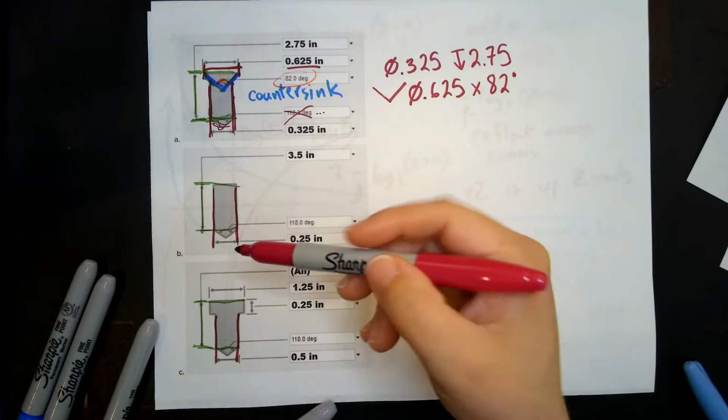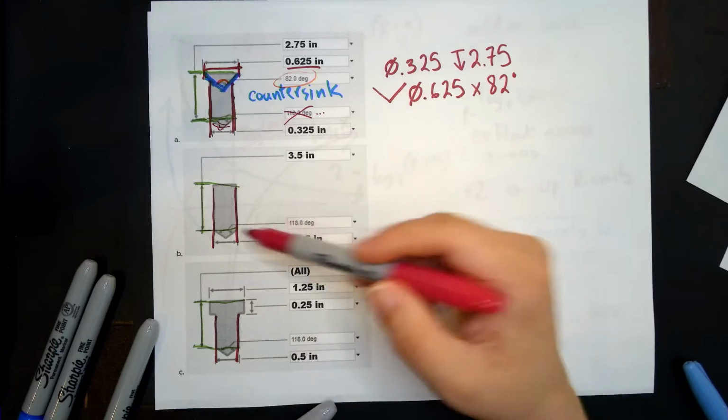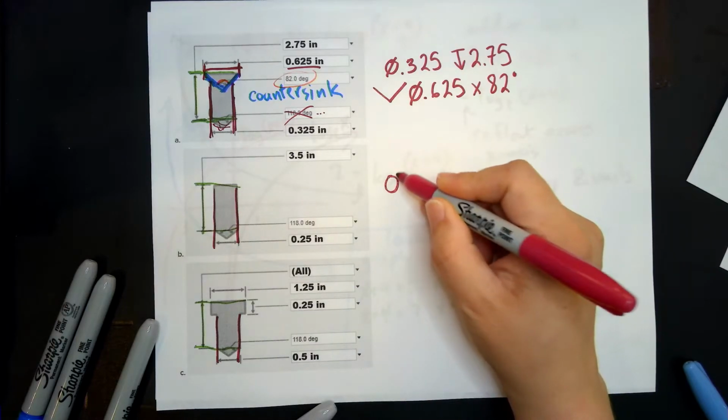All right. This example here, you start off the same way. You're going to have the diameter the majority of the way down, which in this case is 1/4 inch.